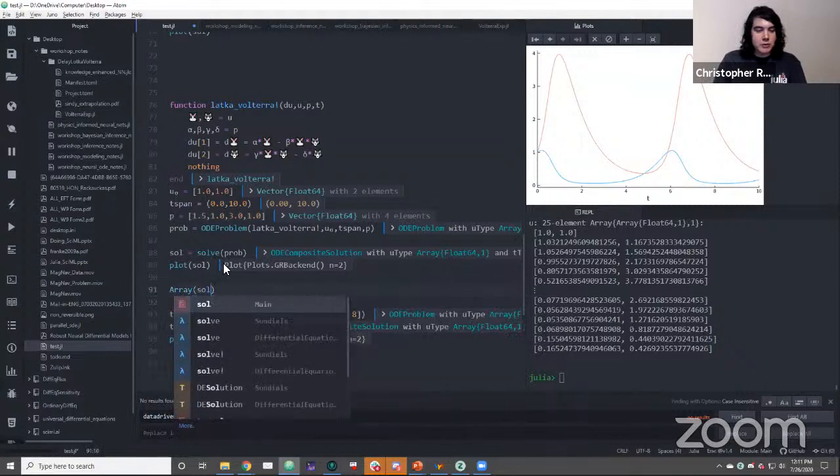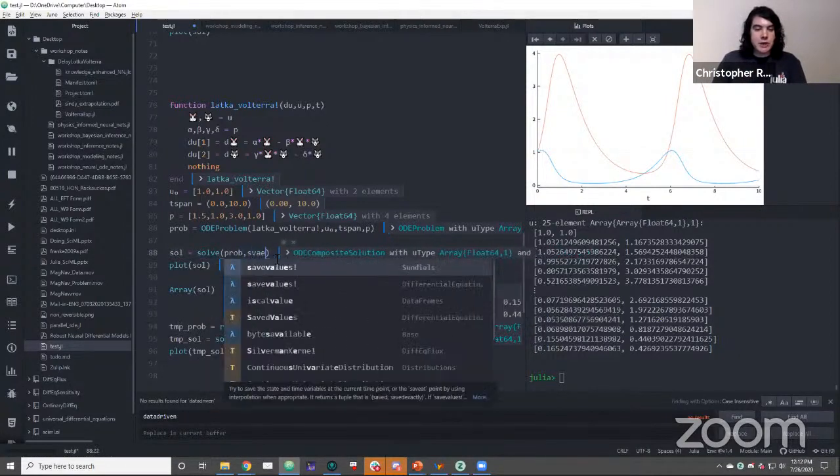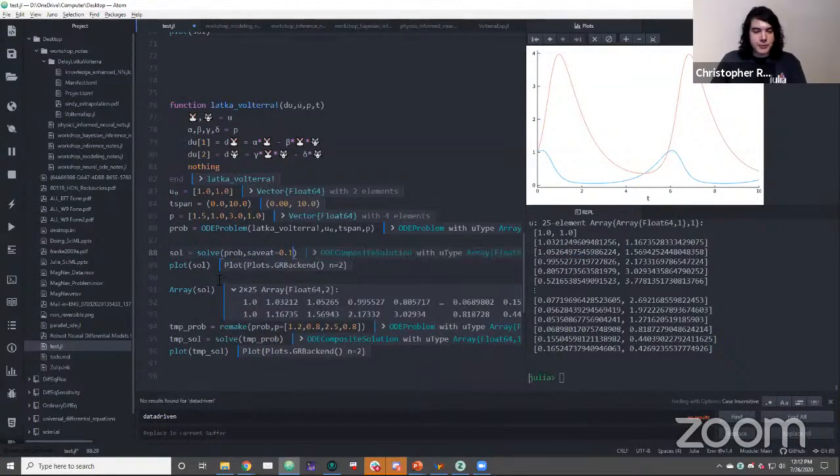So let's create a data set. The easiest way to do this is to turn the solution into an array. Remember that the reason we have 25 steps here is due to adaptive time stepping. If we want to make sure that our data set is at specific points, we should say, let's make sure we have time series data with points at every 0.1 time points. This will give us a matrix of these data points, and we can add this to our previous plot. Here's my data set.